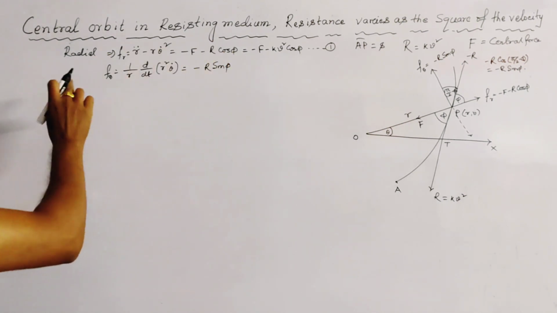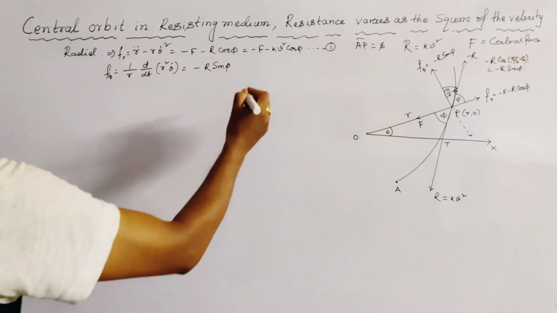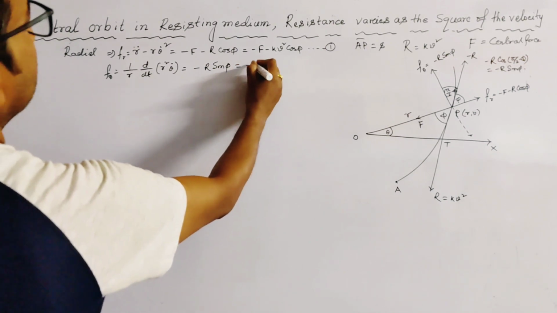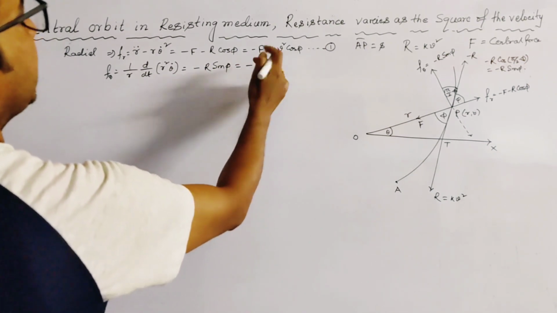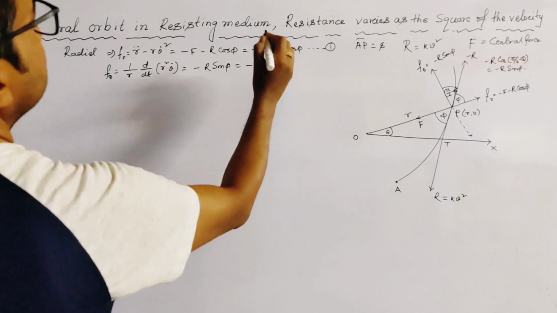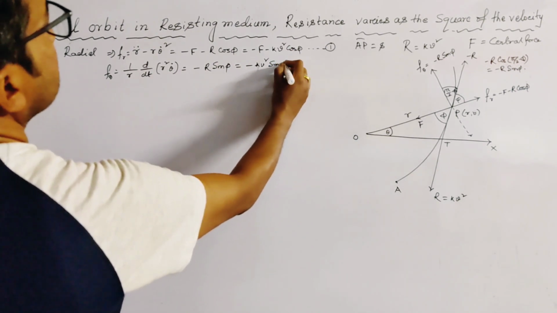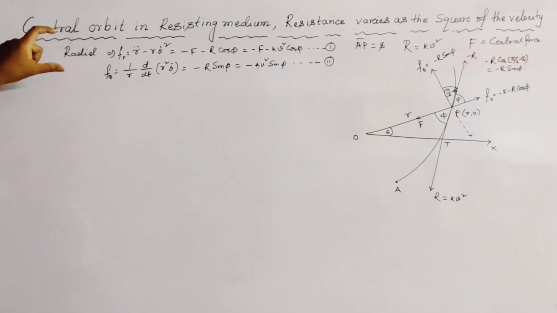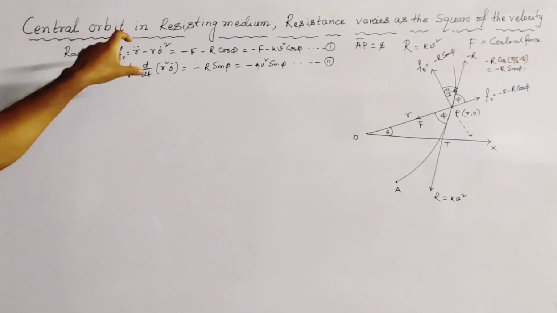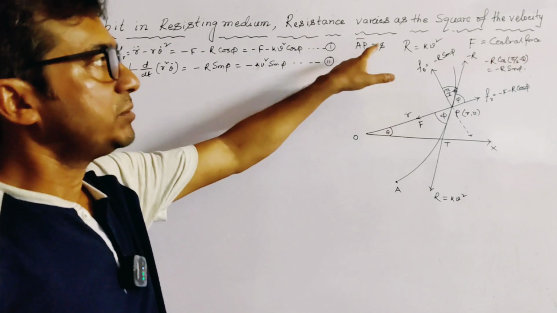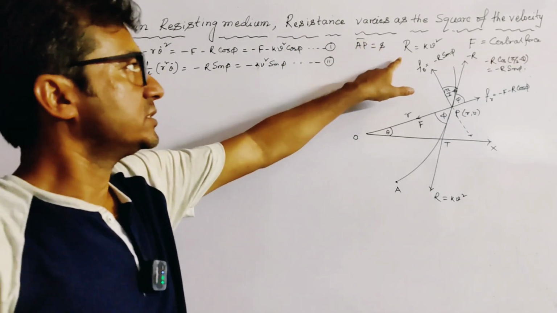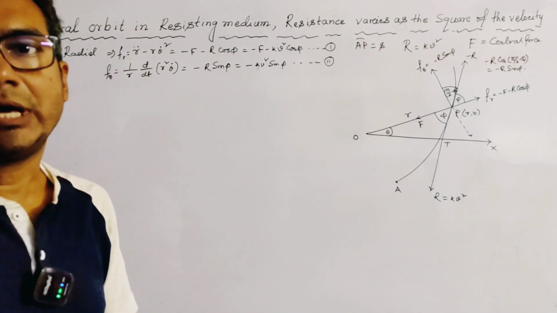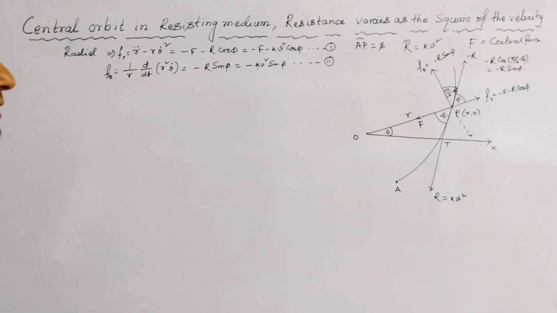This is radial acceleration, and this is cross radial acceleration, and this is given by minus k v square sin phi, and this is 2. Now these are the two equations of motion of the central orbit in a resisting medium, where the resistance varies with the square of the velocity.